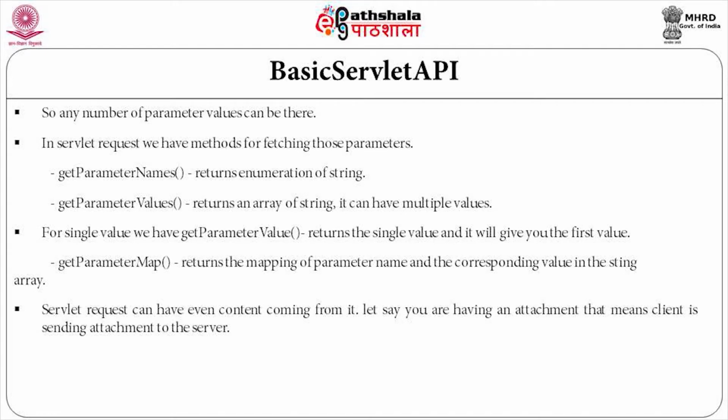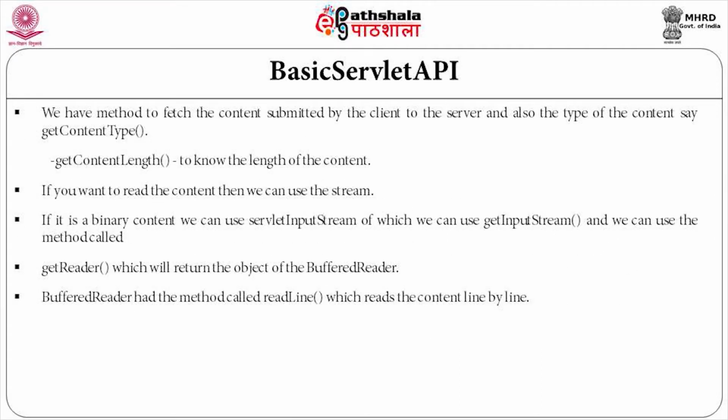So, a servlet request can have parameters, and a servlet request can even have content coming from it. For example, very commonly if you are sending an attachment, that means a client is also submitting content to a server, right. If a client is submitting content to a server, which normally in case of HTTP is coming through a post request, then in the servlet request object, we have methods to fetch that content which has been submitted by a client.